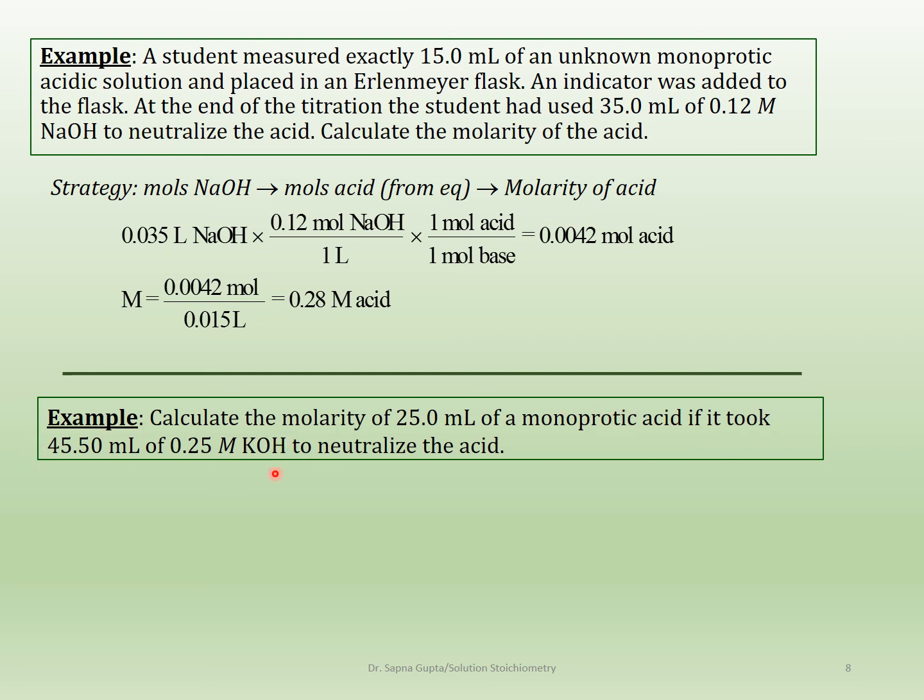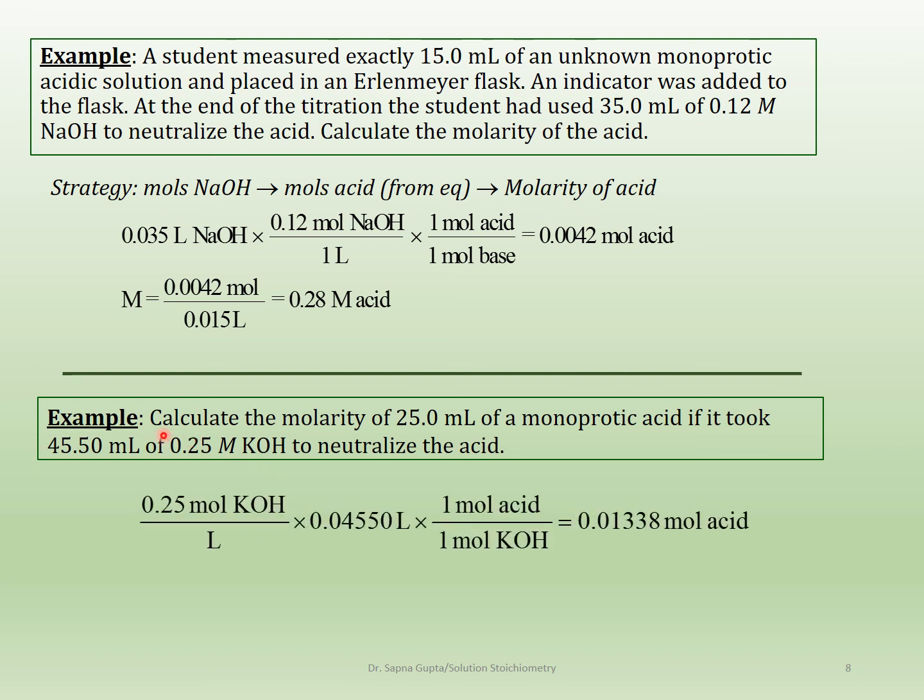We will start again by finding the moles of the potassium hydroxide, which is right here. So moles, this is the molarity of KOH times the liters of KOH gives us the moles of potassium hydroxide. Find the moles of the acid by doing the mole ratio, which is this much of acid then, and divide that quantity by the volume of the acid. That gives you the molarity of the acid. So keep it simple.